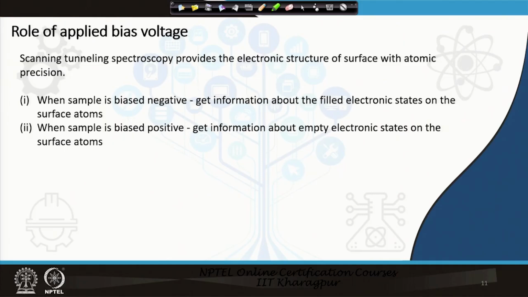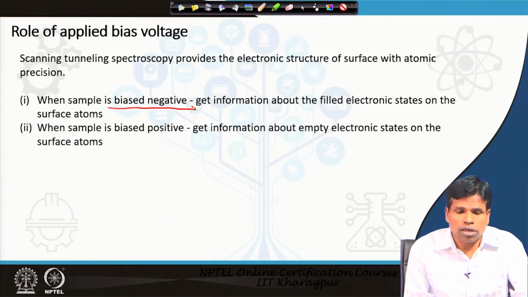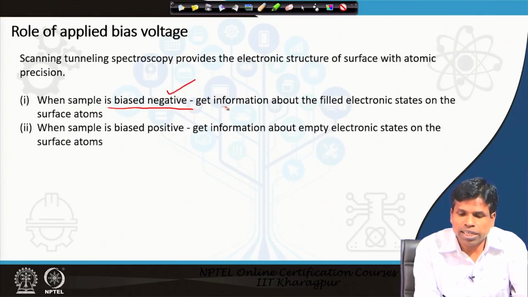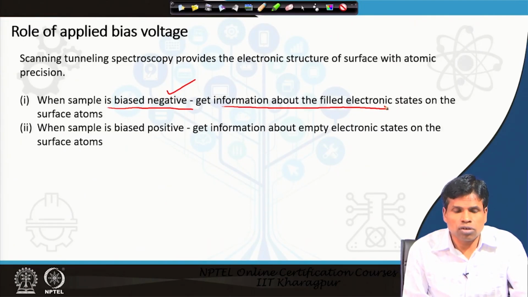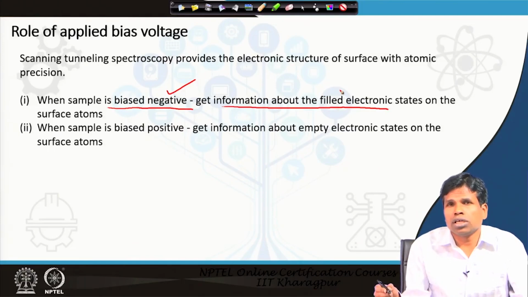Second thing, we can also change the bias voltage. This I have also discussed in the last class. If the sample is biased negative, as you know, we always bias the sample, not the tip. Tip is grounded. If the sample is biased negative, then we can get the information about the filled electronic states on the surface atom, because electrons will tunnel from the filled states of the sample to the tip.